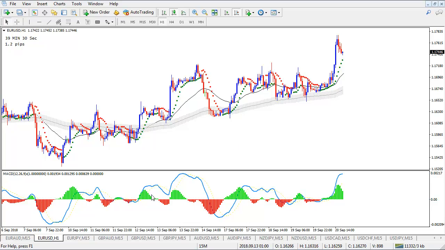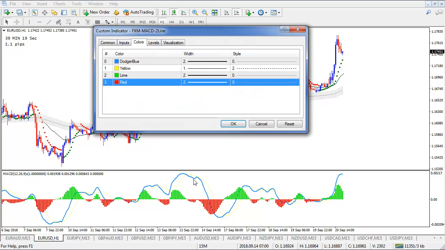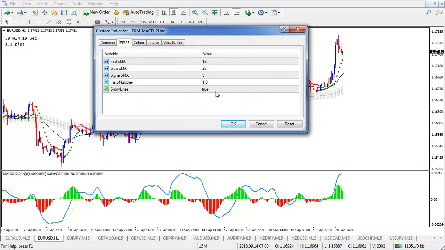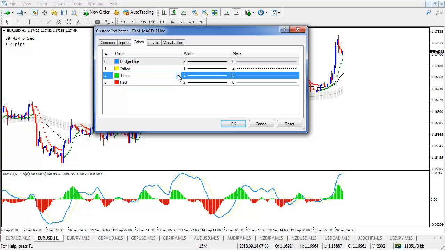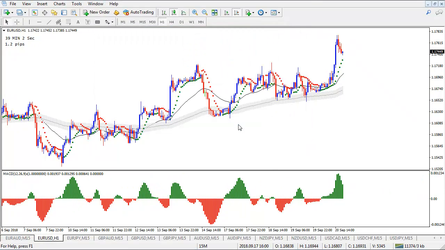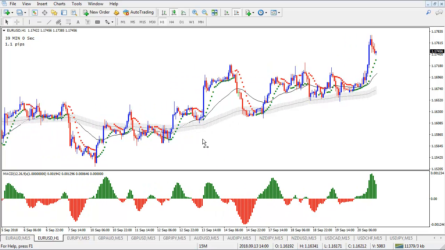Now, I like to use the histograms and not so much the MACD line. You can choose the MACD line. It will serve a purpose as well, but I prefer just the histogram. So what I'll do is click on that. Under inputs, I'll set show lines to false. Under colors, I want to make the line not so in my face. I don't want to get a headache. So we'll go green. And now I have just the histogram.